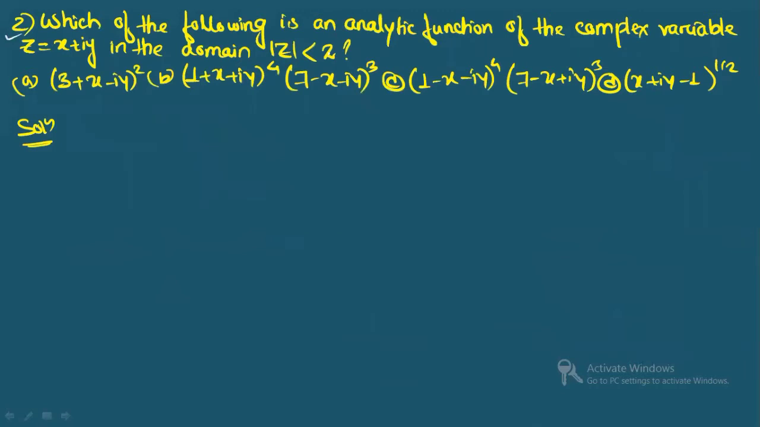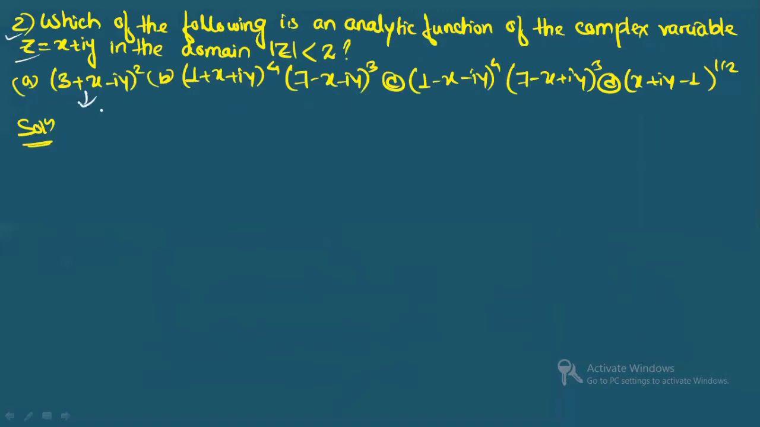Question number 2. Which of the following is an analytic function of the complex variable z equals x plus iy in the domain mod of z less than 2? So you will have to see out of these 4 which is an analytic function, and here z equals x plus iy in the domain mod of z is less than 2.